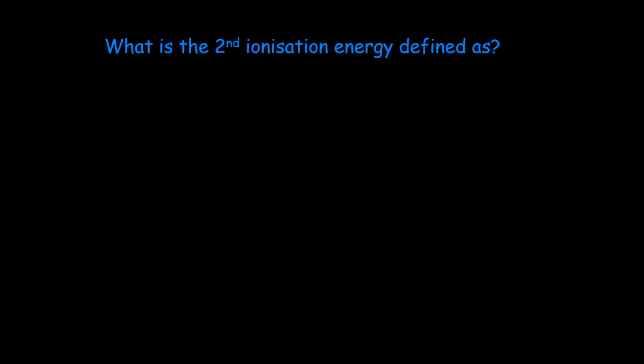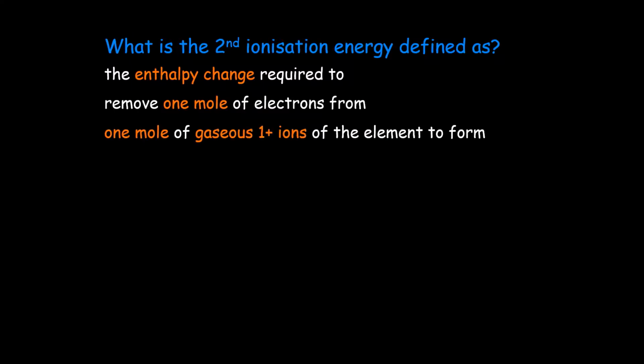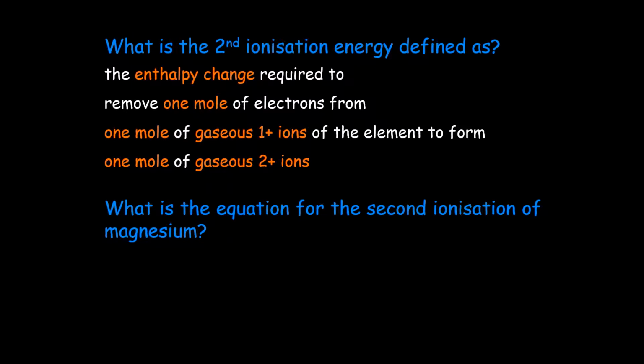The second ionization energy is the enthalpy change required to remove 1 mole of electrons from 1 mole of gaseous 1+ ions of the element to form 1 mole of gaseous 2+ ions. Now the equation for magnesium will be Mg+(g) goes to Mg2+(g) plus an electron.